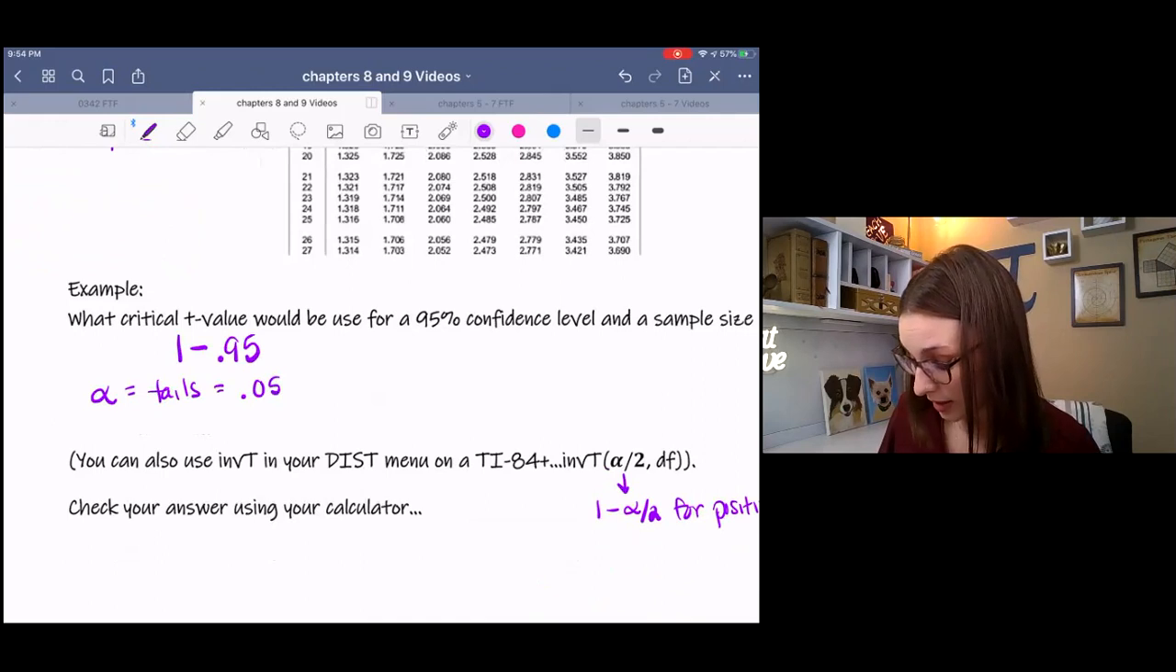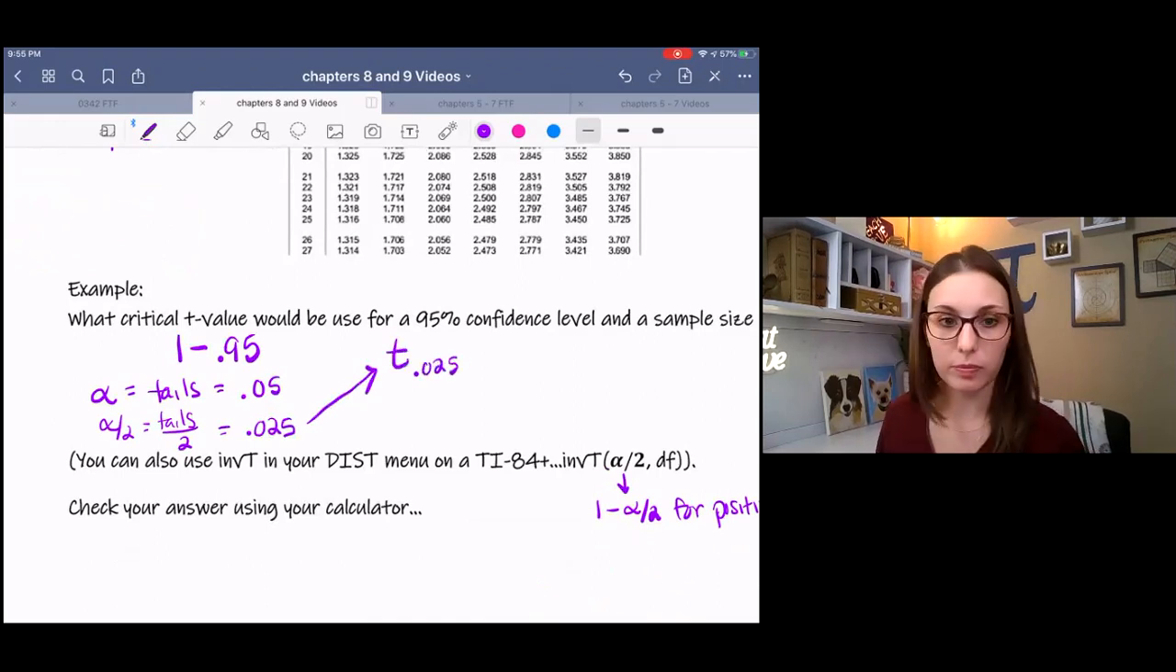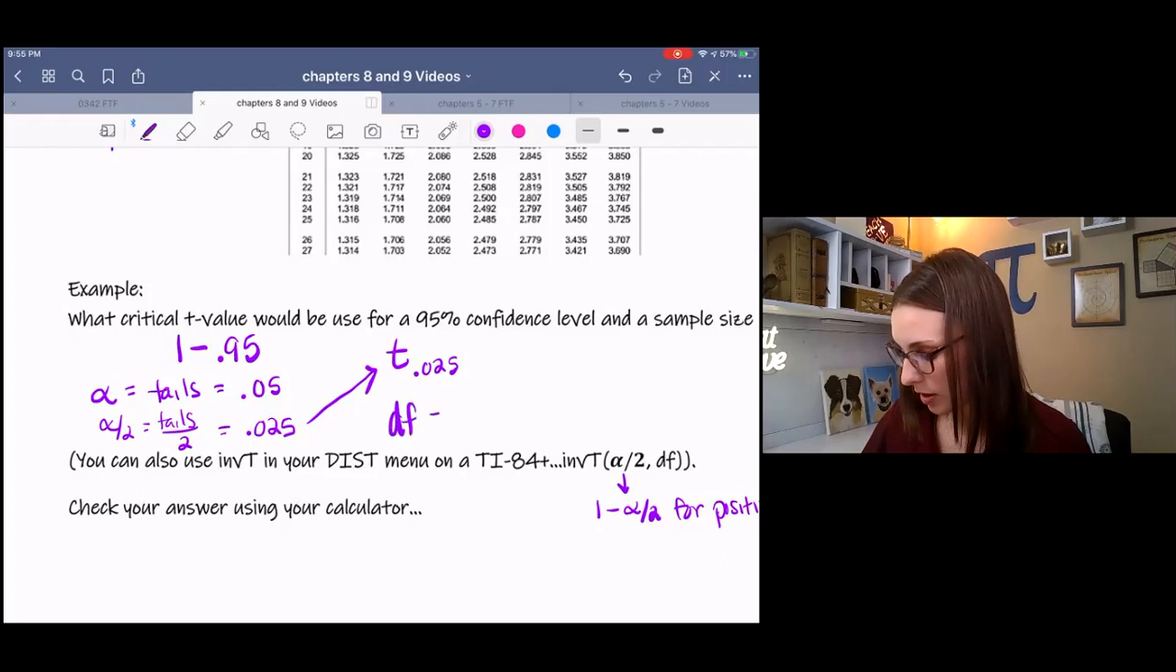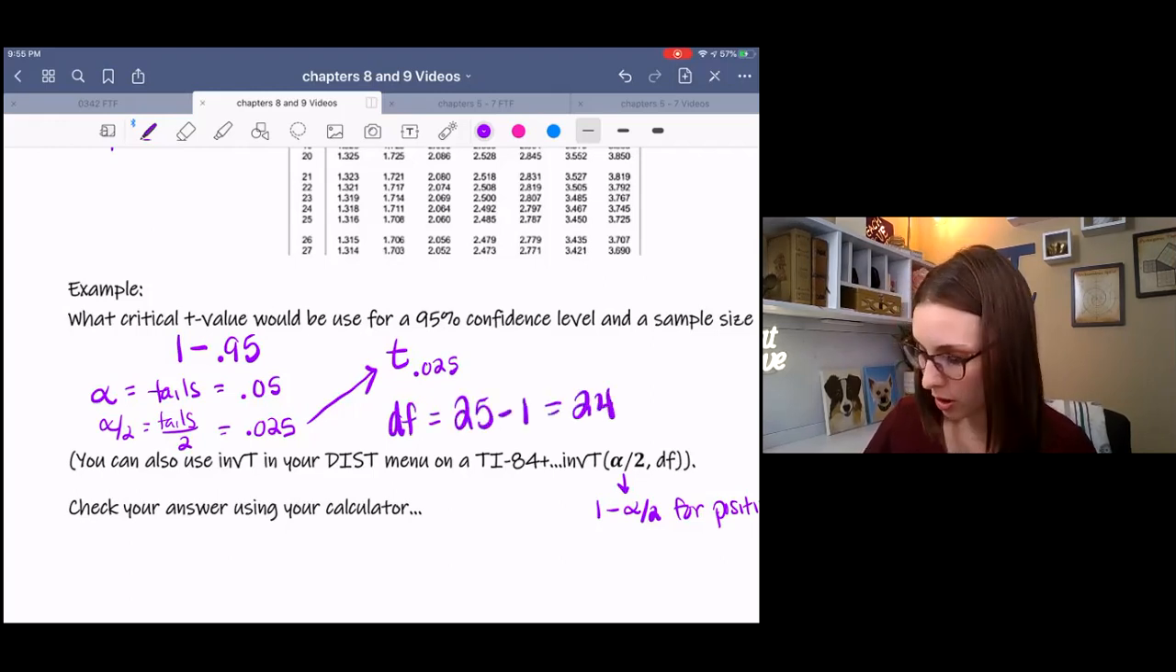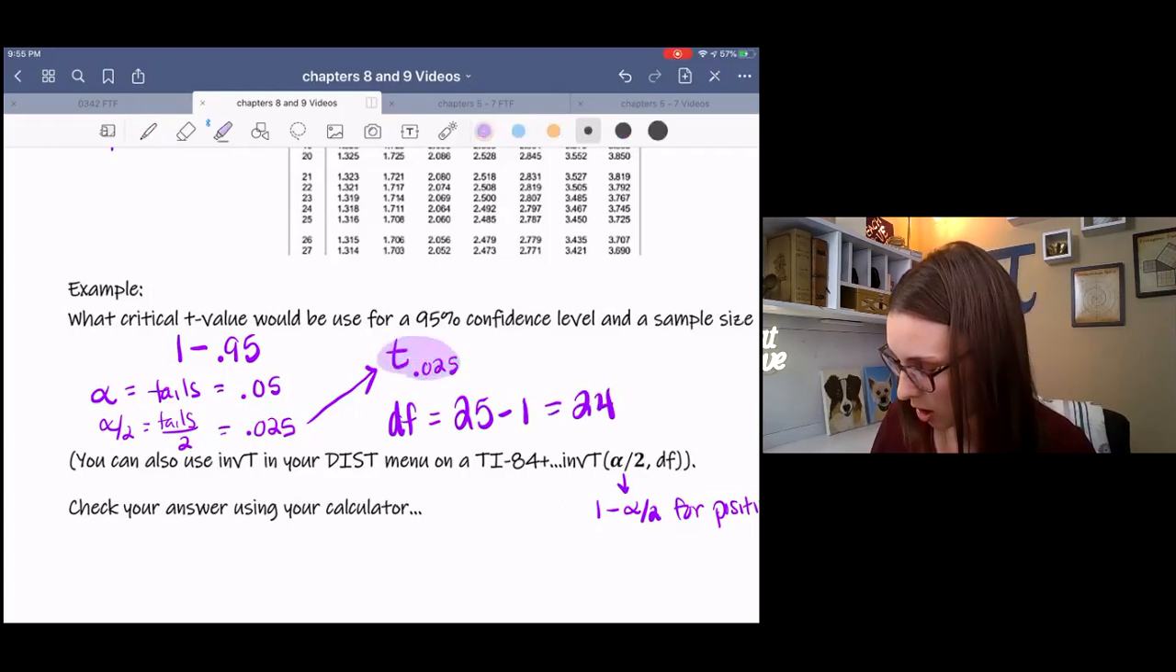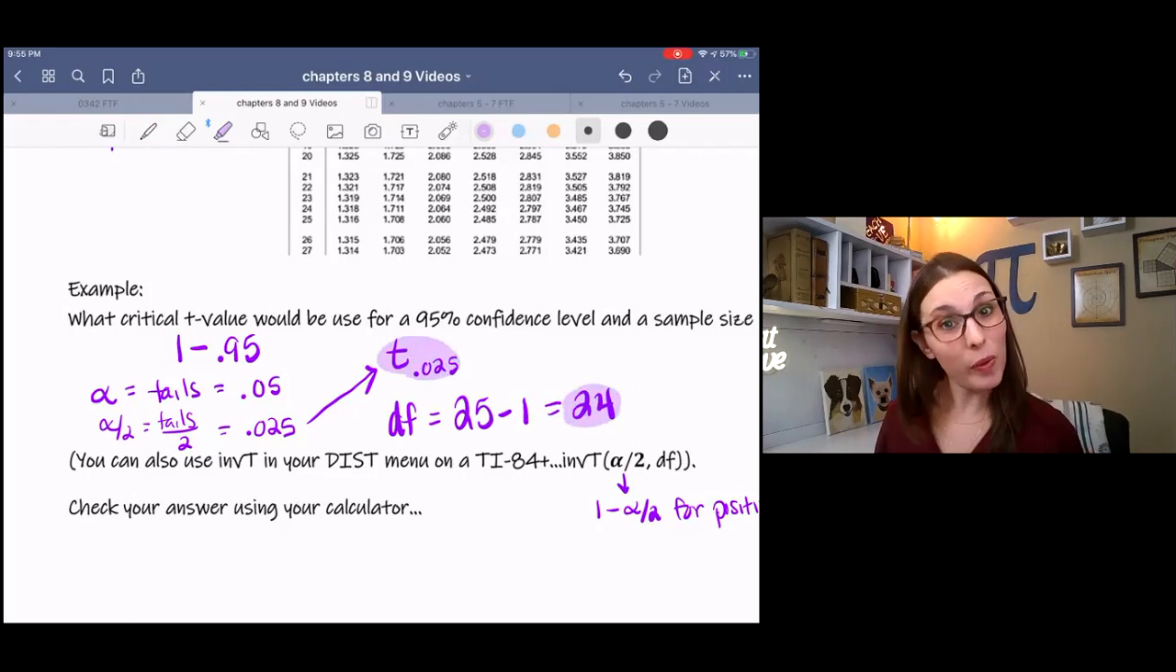Which indicates that half the tails is 0.025. So this is t sub 0.025. And then the degrees of freedom is n minus 1, which is 24. So these pieces of information are going to help us with our t-table.